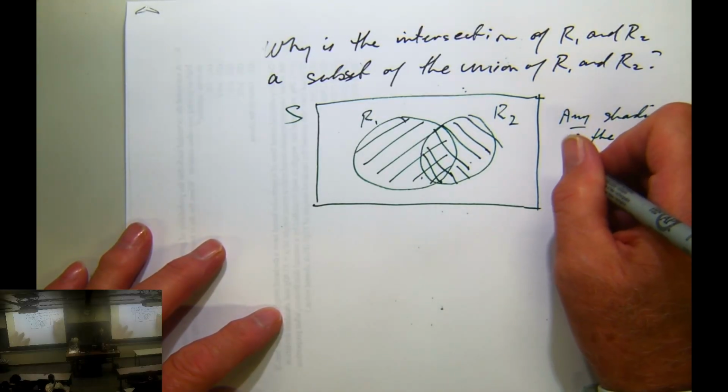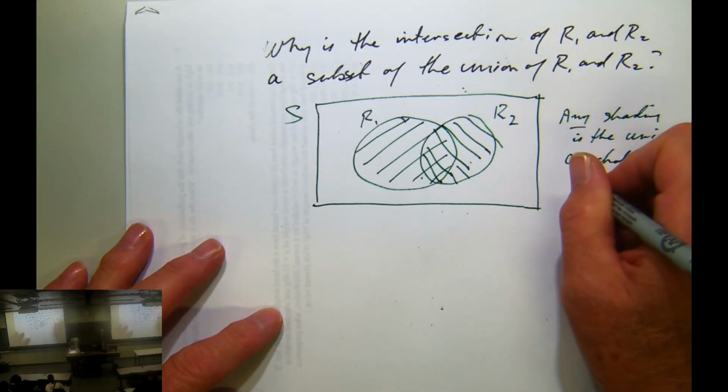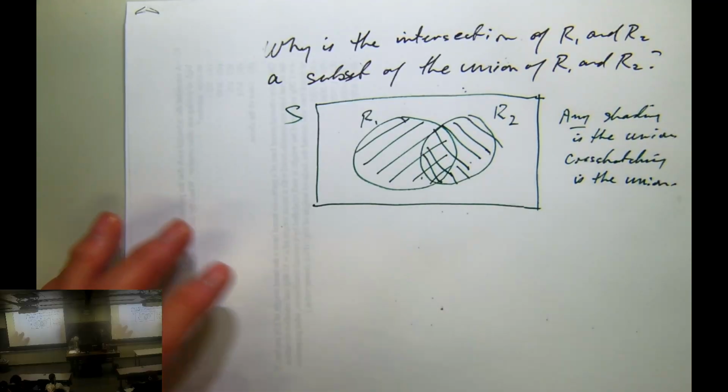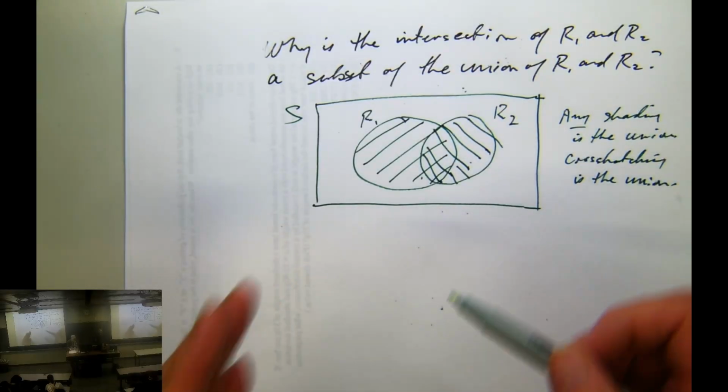But cross-hatching is the union. So when you say the intersection with the union, you're saying, I need a spot where both the intersection can occur.